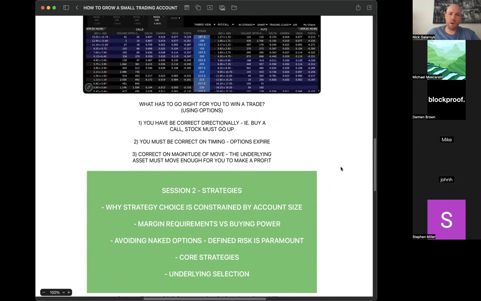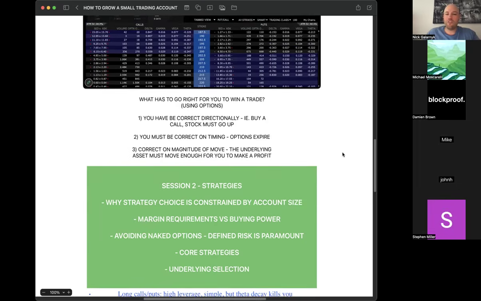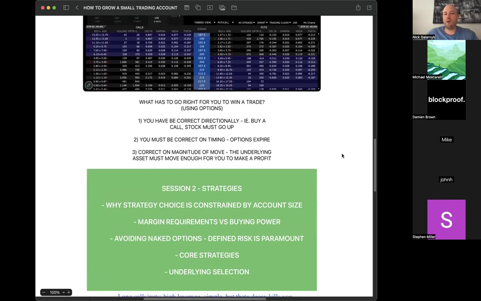So the first thing is that with a smaller account, you're not able to do all the strategies that a more well-capitalized account is able to do. And that's just a function of not having enough margin in your margin account to actually open positions that a larger account is able to open, for example.